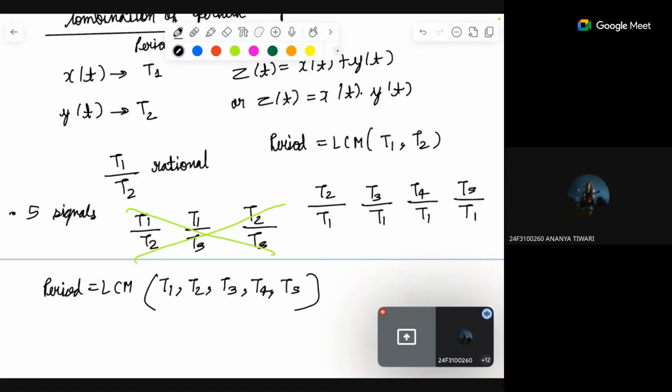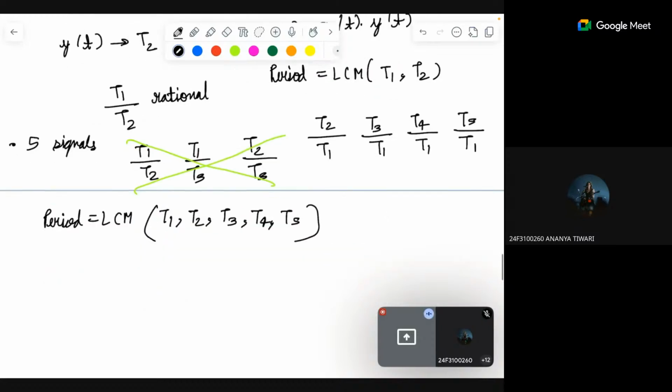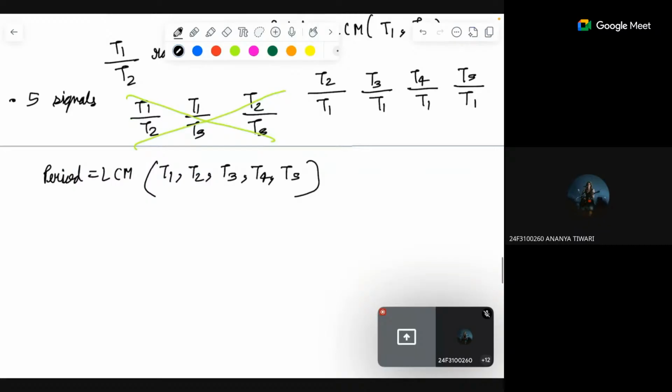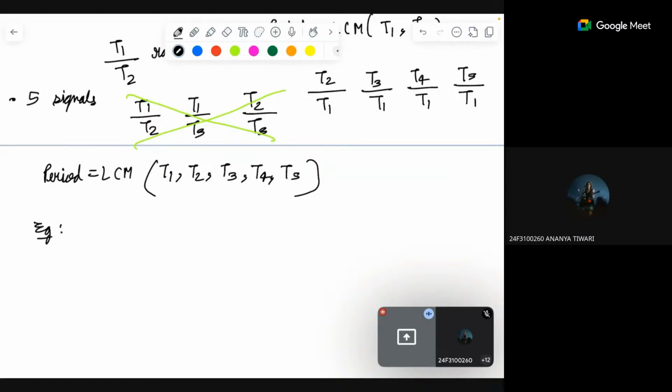Okay, ma'am, can you show one example of it? I don't actually have any example with me right now. In practice questions, I have signals, but I think I have not taken more than 2. Let us take one example involving 2 signals.